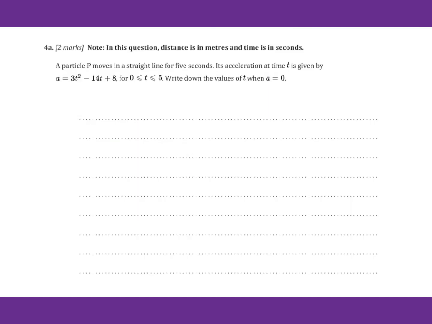Let's go to 4a. In this question, distance is in meters and time is in seconds. A particle P moves in a straight line for 5 seconds. Its acceleration at time t is given by this function. Write down the value of t when a equals 0.